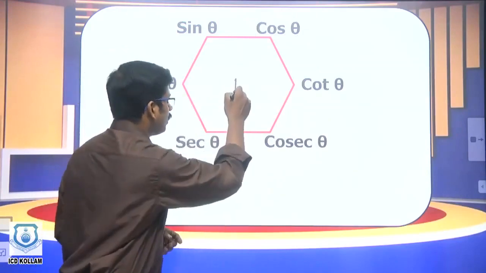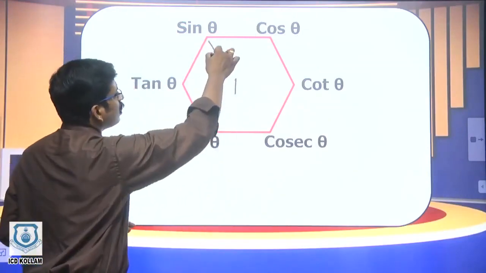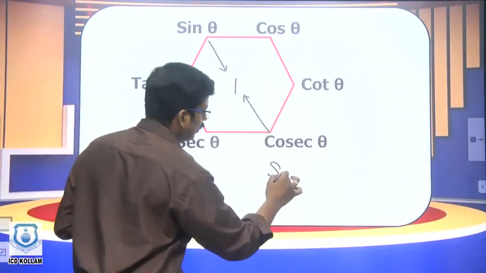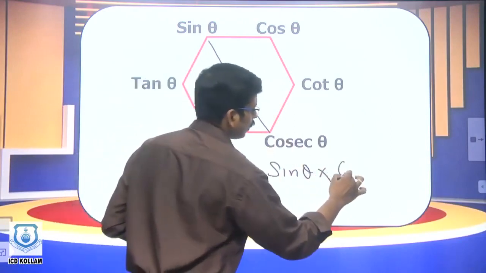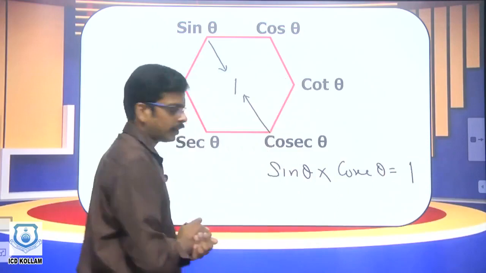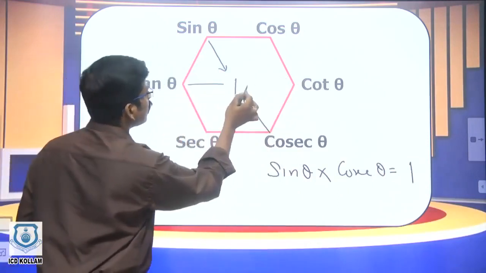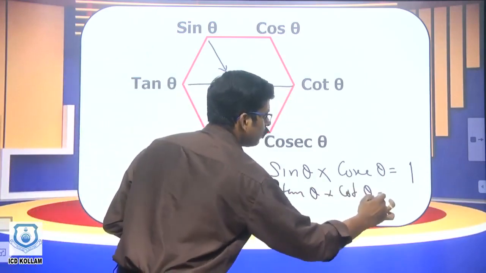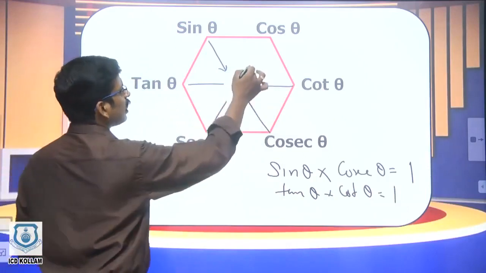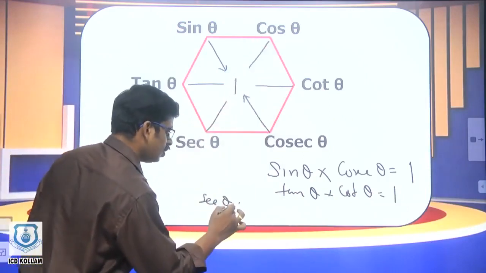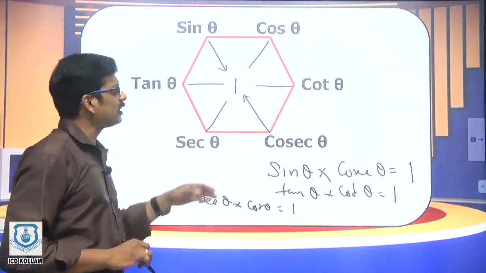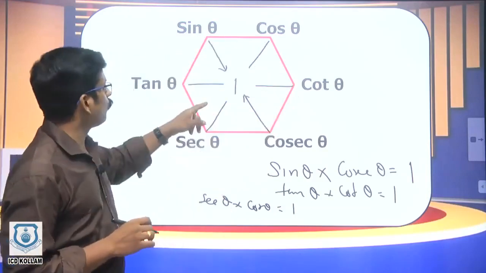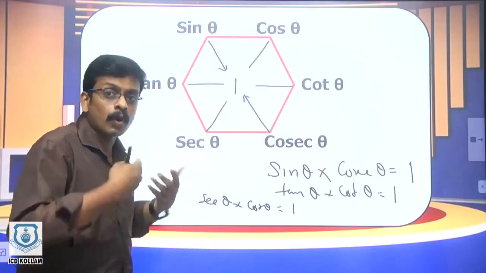Now I put a 1 here and consider the vertically opposite sides. Sine theta into cosec theta equal to 1. In a similar way, tan theta into cot theta is equal to 1, and here also sec theta into cos theta equal to 1. So for vertically opposite sides of our super hexagon, the product is always 1.